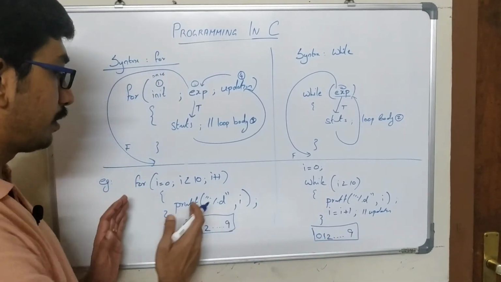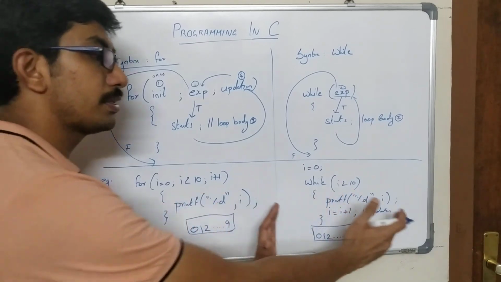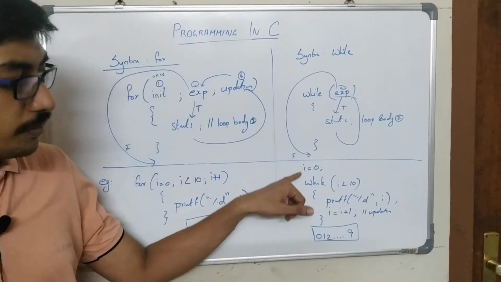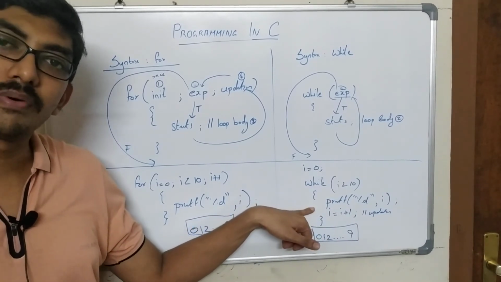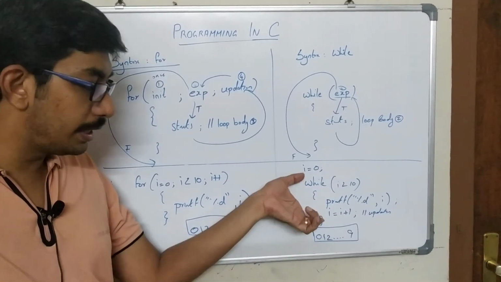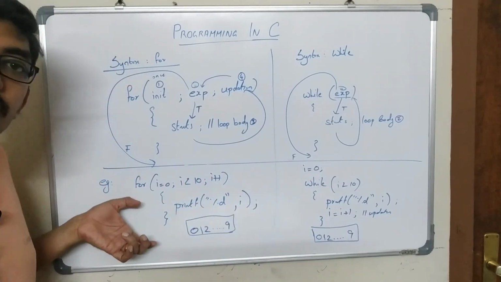Okay. So similarly, a loop in for can be written in while. The initialization will be before the while statement, and the updation part you can include inside the while loop. So similarly, any code in while you can convert back to for as well.